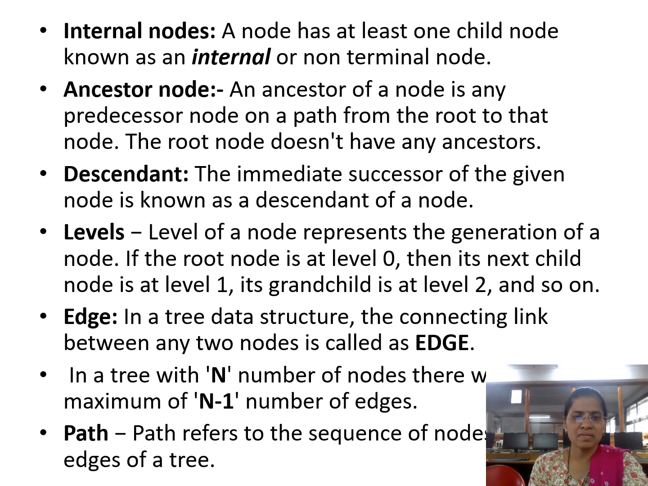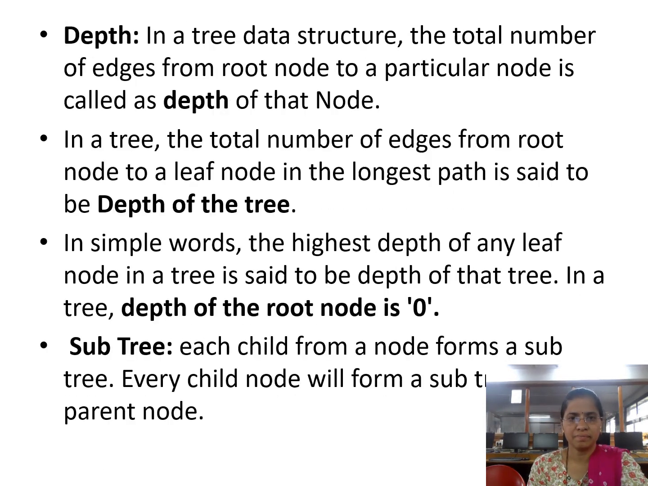The next term is edge. What is meant by edge? In a tree data structure, the connecting link between any two nodes is called an edge. In a tree with n number of nodes, there are a maximum of n minus 1 edges. Then what is meant by path? A path refers to the sequence of nodes connected by the edges of a tree.